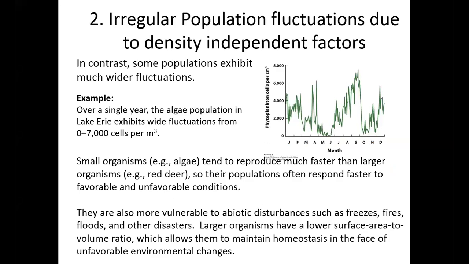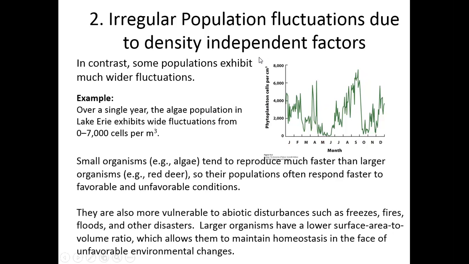So here are some irregular fluctuations, and here's just an example. The graph is months of the year, and these are phytoplankton cells in a sample of water. Notice that it's really hard to see where a carrying capacity might be here. It's really not clear what carrying capacity might be. And you have some really sharp increases. You have some population crashes like over here.